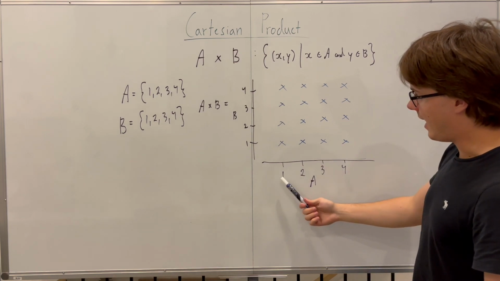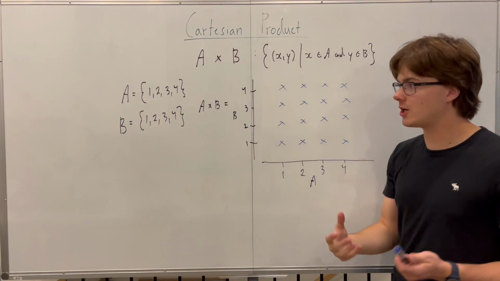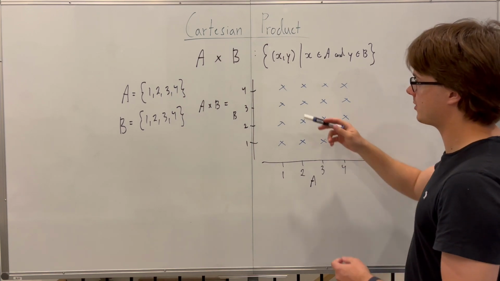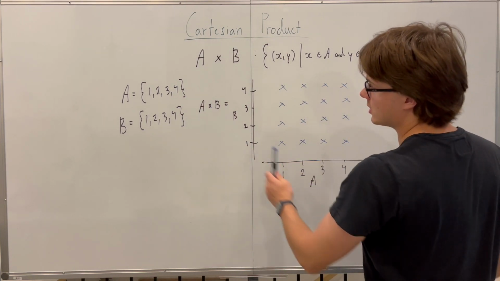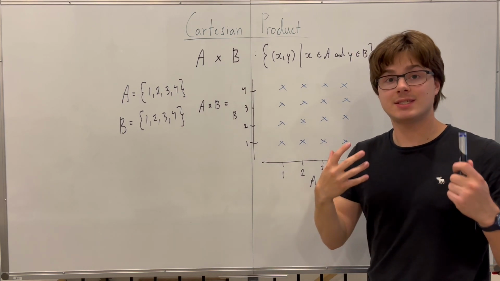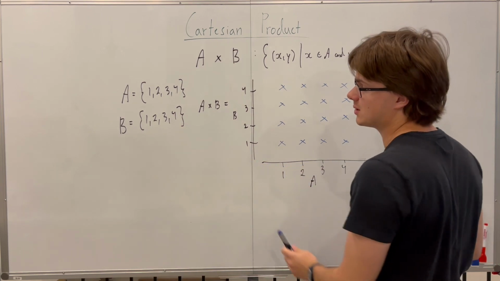So we notice that 1 has 4 ordered pairs, 2 has 4, 3 has 4. So all we have to do is count up how many of these ordered pairs there are. Well, there is 4 times 4, which is going to be 16. So A cross B in this case has 16 ordered pairs, or the size of A cross B is going to be 16.